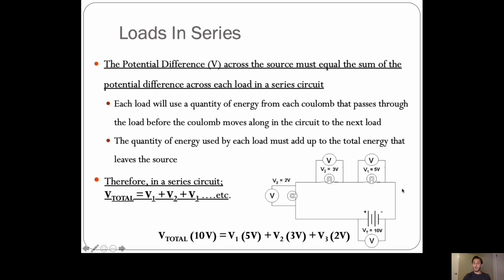So let's take a look at this diagram and then we'll take a look at the equation.